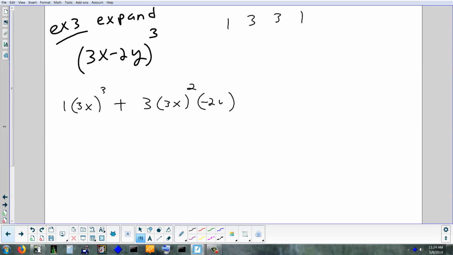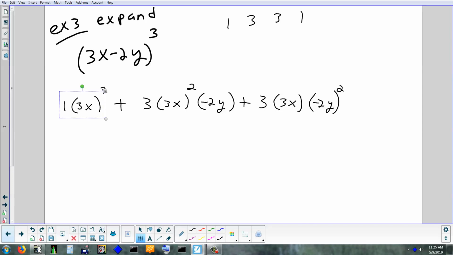Negative 2y. Okay, so 2 terms left. How about Gabe? What's my next coefficient? It's going to be 3. 3, parentheses 3x, and then negative 2y squared. Negative 2y squared. So notice here, each time these exponents add up to 3.